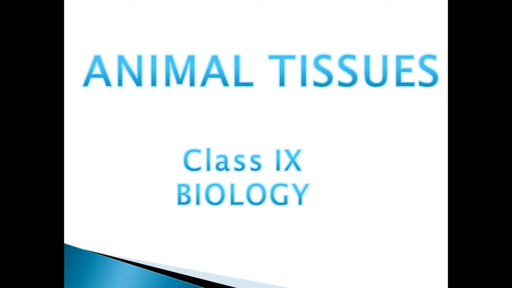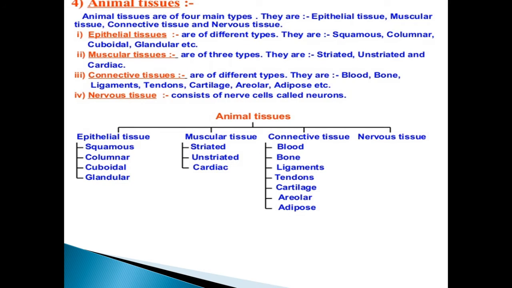Animal tissues. Animal tissues are mainly four types: epithelial tissue, muscular tissue, connective tissue, and nervous tissue. Epithelial tissue is mainly for covering and protection of body parts, muscular tissue for movement, connective tissue to connect various organs, and nervous tissue for sending messages.